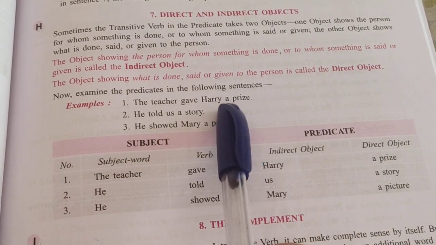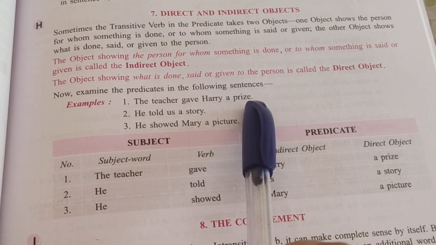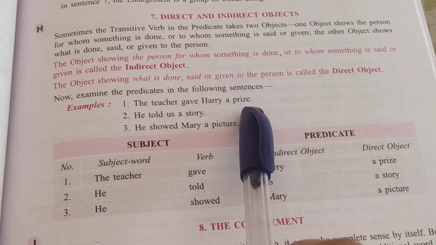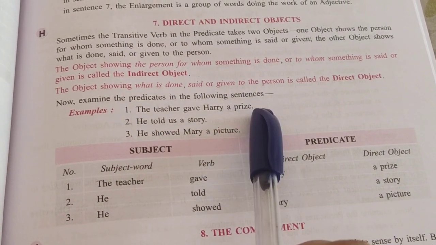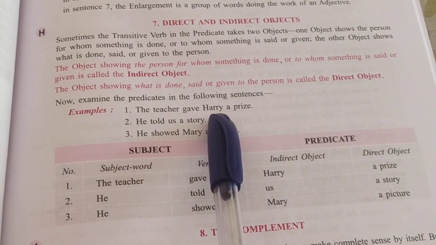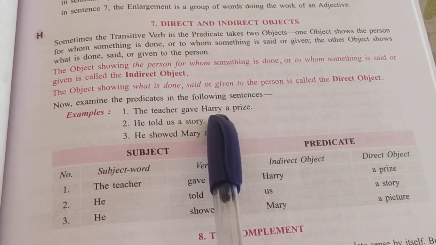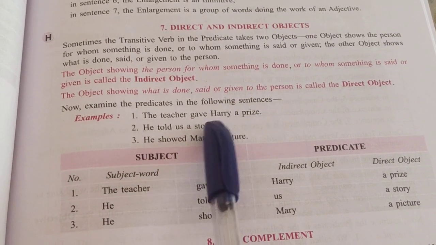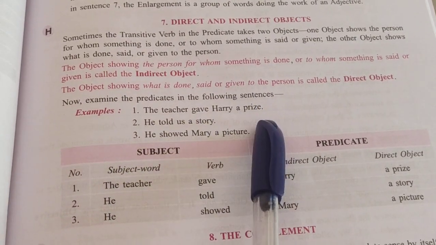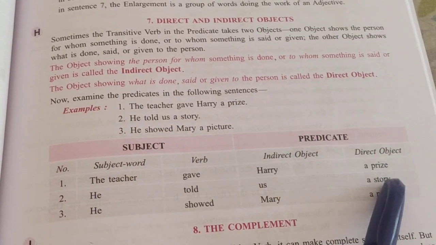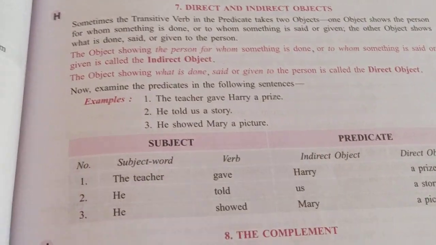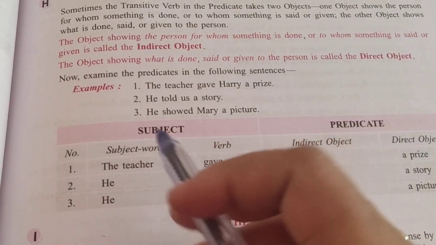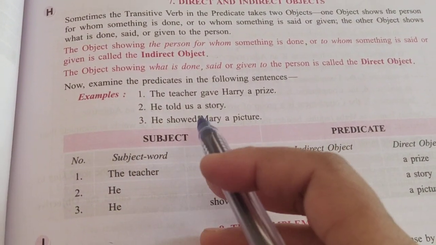Why is it a direct object? Because a prize is what is done. The teacher gave Harry a prize. He is giving to whom? The person for whom it is done, Harry. But what is given? A prize. That is the direct object. I hope you can understand. Next, he told us a story. He told whom? The person, us.